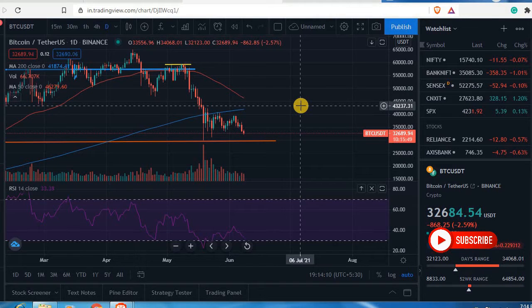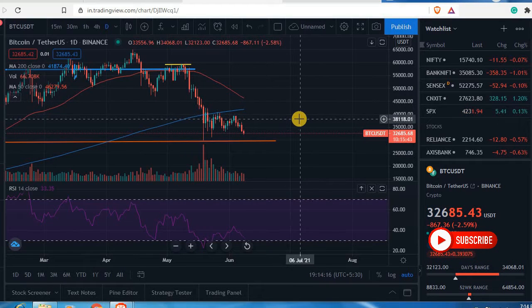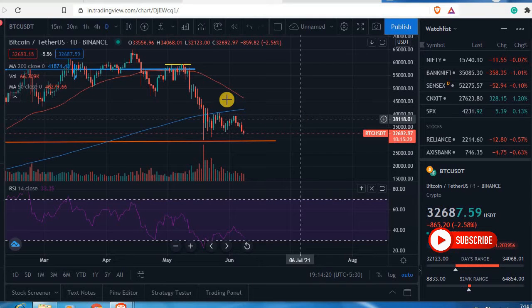Okay, so without wasting any time, let's just jump into the charts. Let's see what is going on and let's get to know about this death cross which is going to happen.